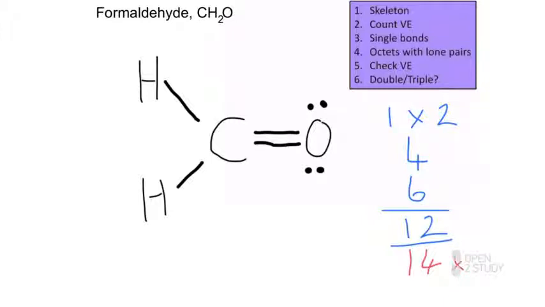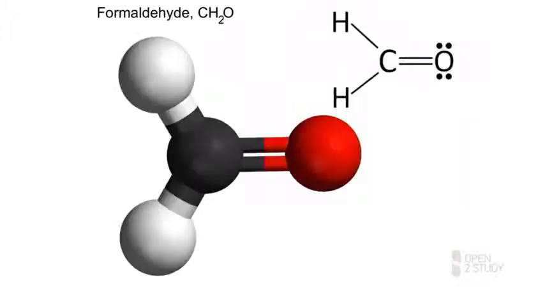Good practice, do a final check. Make sure your totals now add up. In this structure we're using 2, 4, 6, 8, 10, 12 valence electrons, and that matches the original count that we had. So this is our Lewis structure for formaldehyde. Once again, you can see an artistic impression there, proving that this is indeed the correct structure for you. Seem okay? Let's try another example together.